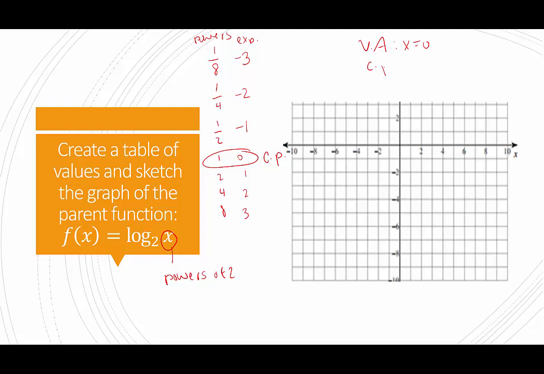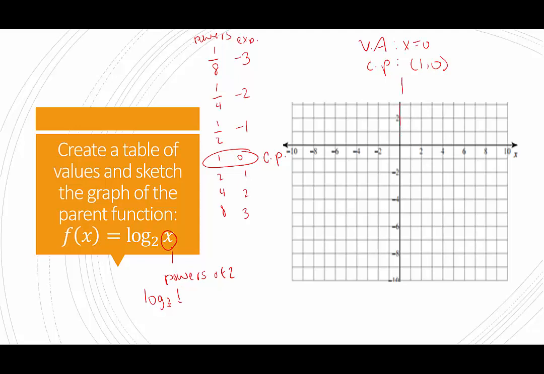And identify your critical point. The critical point, again, is when the argument is equal to 1, and the argument will equal 1 at 1, 0. And let's make sure this makes sense, because if I plug in 1 for x, this is log base 2 of 1. So this is saying 2 to what power gives me 1, and that would be 2 to the 0.